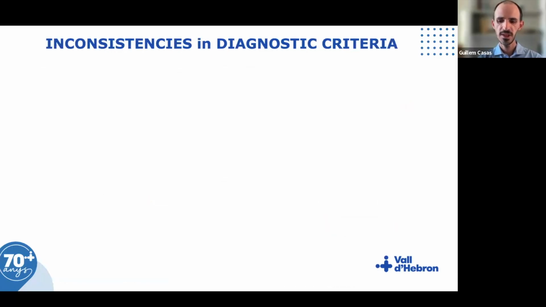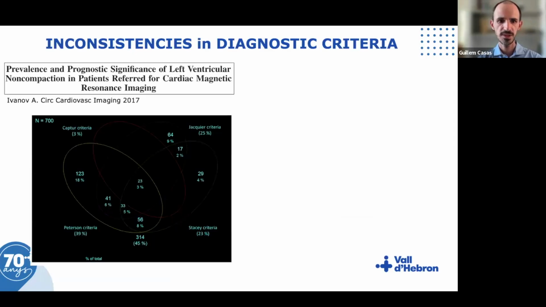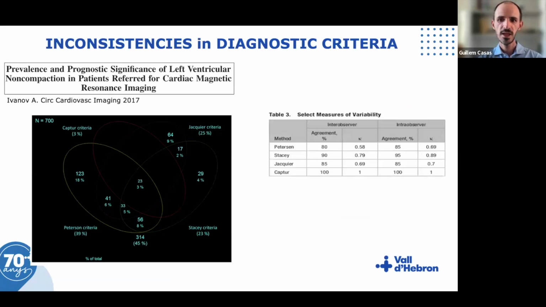What I'd like to point out here is that all these criteria are highly inconsistent, as stressed by this very interesting paper, which recruited 700 consecutive patients referred to CMR for any reason. And as you can see, fulfillment of non-compaction criteria was very different across the proposed criteria. What's most important is that even when considering only CMR criteria, which are thought to be more robust, there was a strong inter- and intra-observer variability among the different criteria.